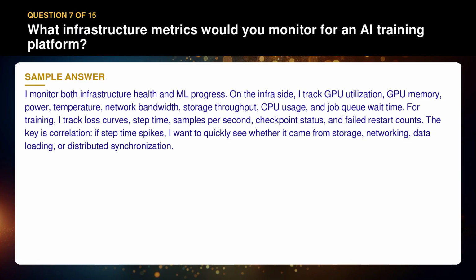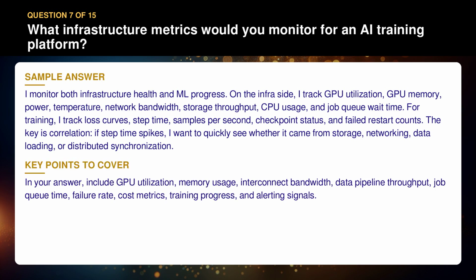The key is correlation. If step time spikes, I want to quickly see whether it came from storage, networking, data loading, or distributed synchronization. In your answer, include GPU utilization, memory usage, interconnect bandwidth, data pipeline throughput, job queue time, failure rate, cost metrics, training progress, and alerting signals.